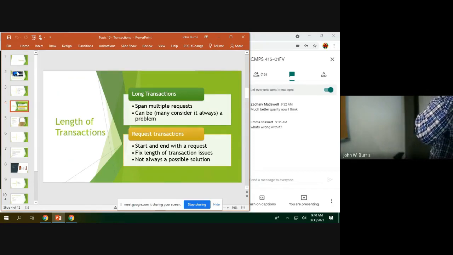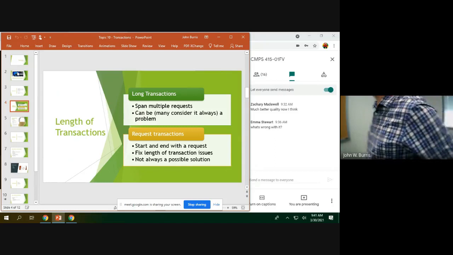So let's think about some issues with transactions. If we're talking about the internet, we have to be very, very careful about the length of transactions. I'm going to give an example from the enterprise system that we all know and love, and that is LeoNet.